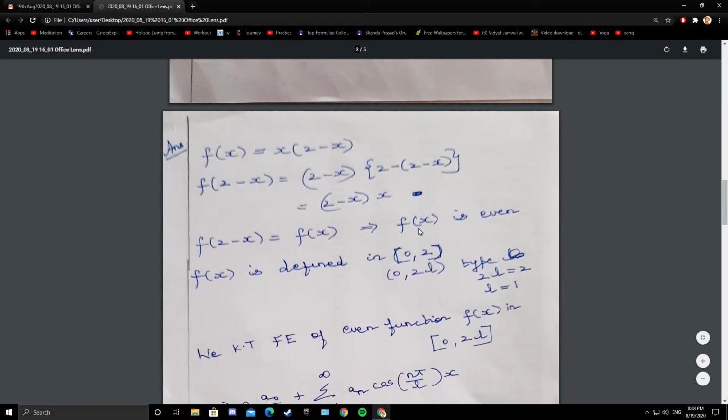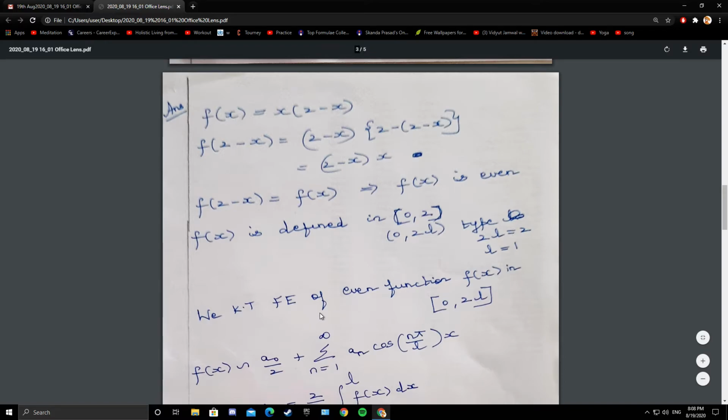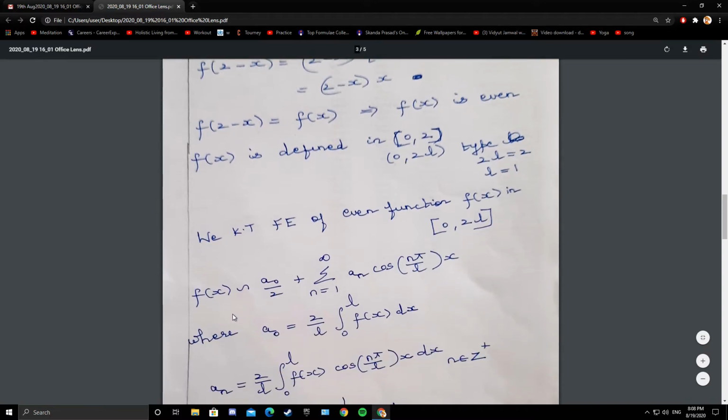So now that you have come to know that it is an even function, write the formula for the Fourier expansion of an even function in the interval 0 to L. What is the formula? f of x converging to a naught by 2 plus summation a n cos of n pi by L x, where a naught is 2 by L integral 0 to L f of x dx, a n is 2 by L integral 0 to L f of x cos of n pi by L x dx, where n is a positive integer.